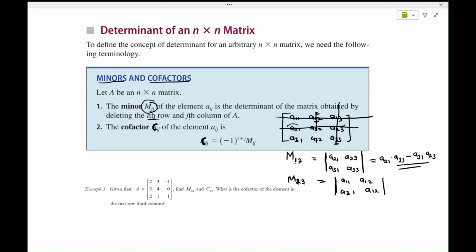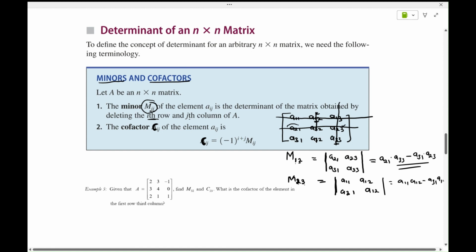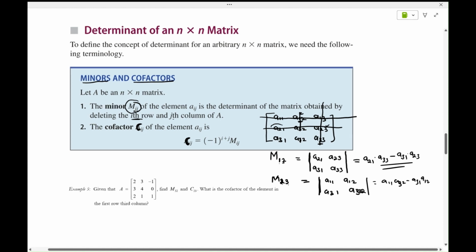So this is what we mean by minor. And this is just going to be A11 times A32 minus A31 times A12. Okay, all right. So this is A32 here.